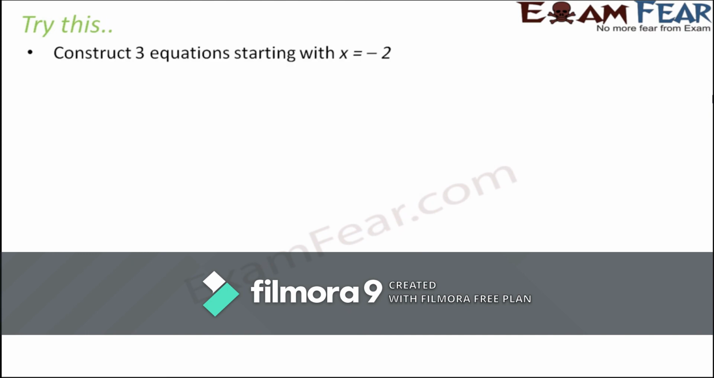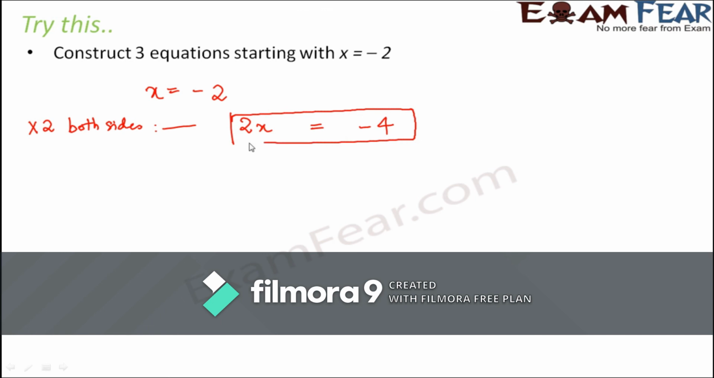So try this out. Construct three equations starting with x is equal to minus 2. So this is the solution which is given. Now let's say you multiply by 2 on both sides. So when you multiply by 2 on both sides, the LHS becomes 2x and the RHS becomes minus 4. So 2x is equal to minus 4.